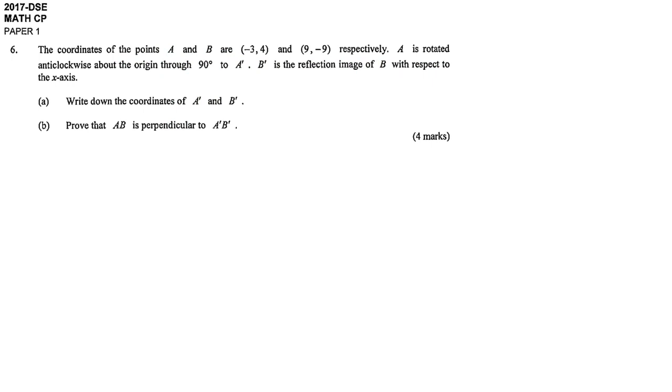And then to get the coordinate of A is -3, 4. B is 9, -9. Try to write down the coordinate in this format with x coordinate in one column, y coordinate in one column, because it's very useful in part B.